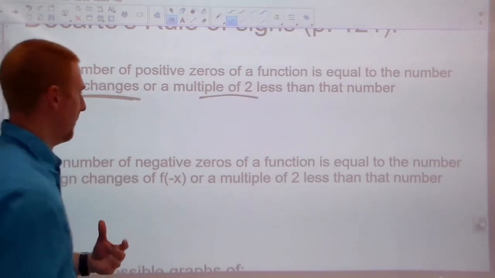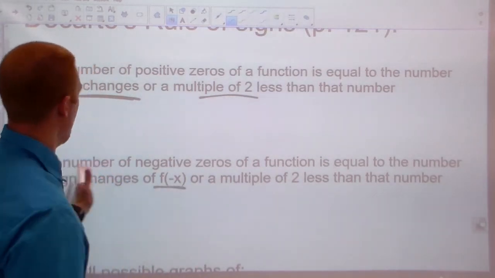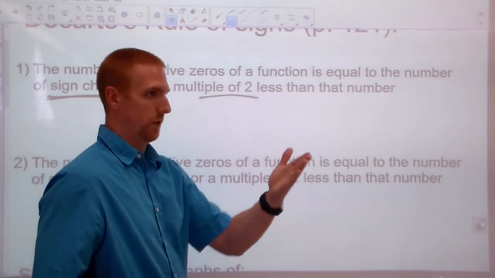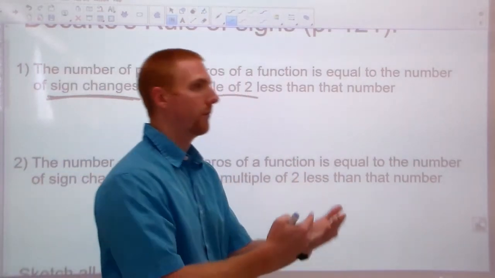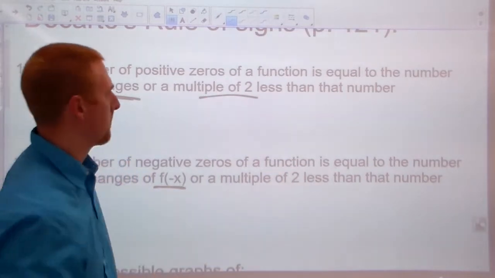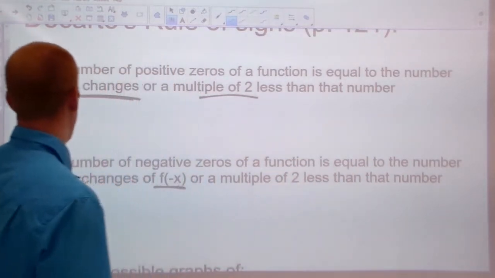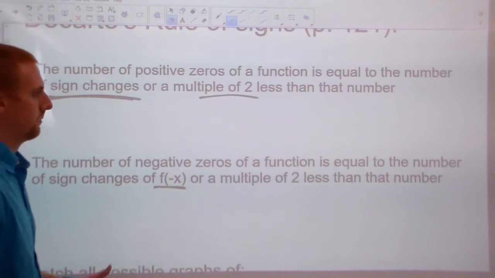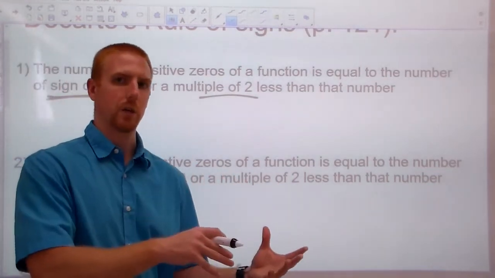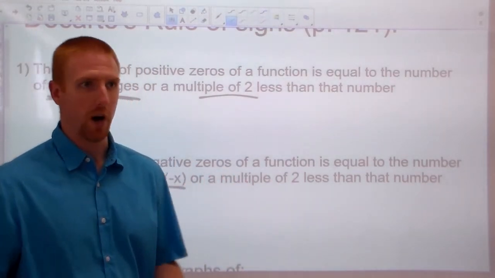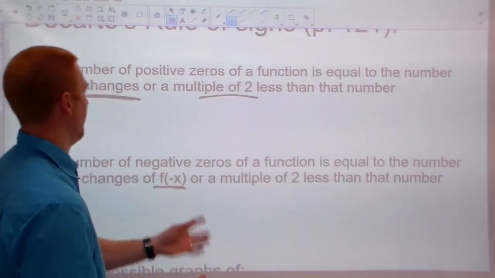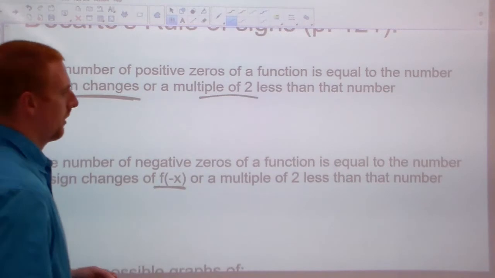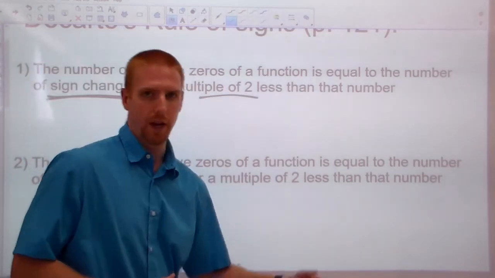when you find f of negative x, then the number of negative zeros, so zeros that are less than 0, or number of x-intercepts that are less than 0, let's put it that way. That's going to be equal to the number of sign changes of f of negative x. So you do f of negative x like you were finding if a function was even or odd, same process. And then you count the sign changes, and that tells you how many negative zeros you're going to have. Or some multiple of 2 less than that, which I'm going to explain again.